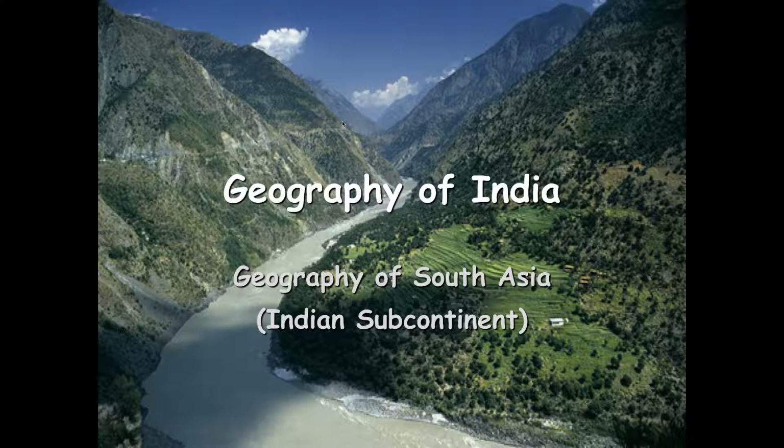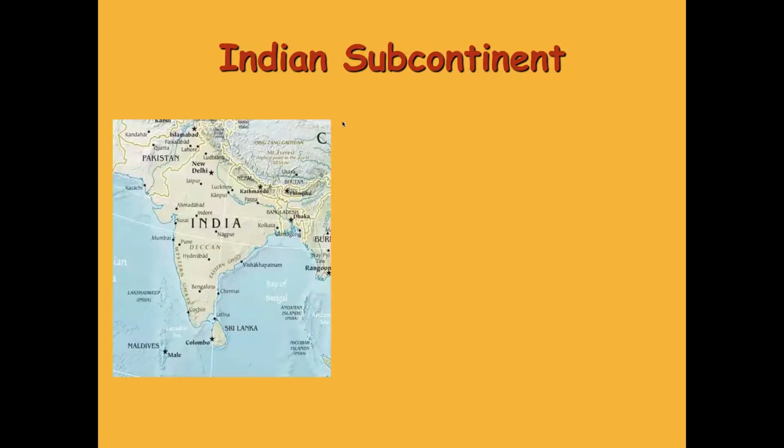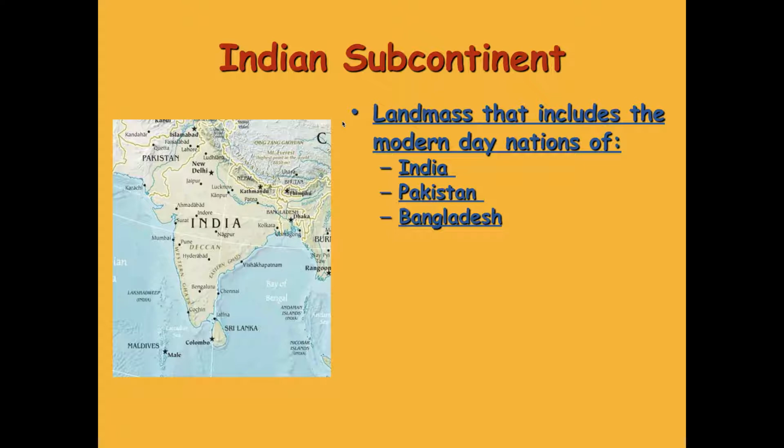So we're going to go over the basics of the geography of India in this lecture and talk about some of its features. All right. So the Indian subcontinent is a landmass that includes three main countries: India, Pakistan, and Bangladesh. And it's located in the southernmost tip of Asia.